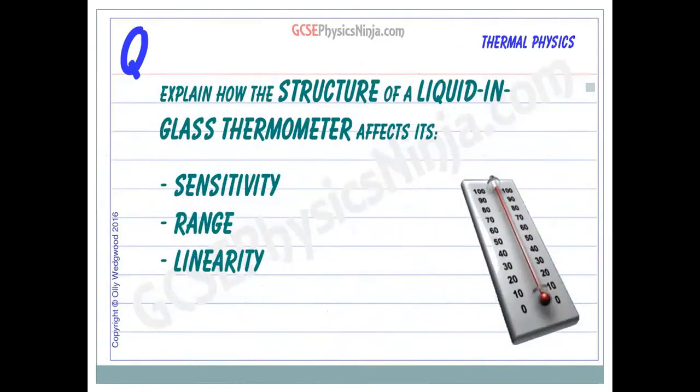Now, what are the features and properties of liquid-in-glass thermometers? Usually, we have three properties. Number one, sensitivity. Number two, range. Number three, linearity. So again, sensitivity, range, and linearity. To have a good design and an efficient thermometer, we have to balance between the three properties: sensitivity, range, and linearity.